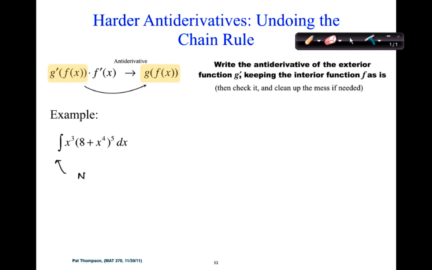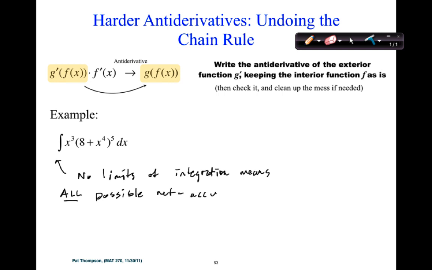So no limits of integration means all possible net accumulation functions, meaning starting from any value of a, right? It's the family of functions, all possible net accumulation functions. And how do we get different ones? Depending on what x value we start from.